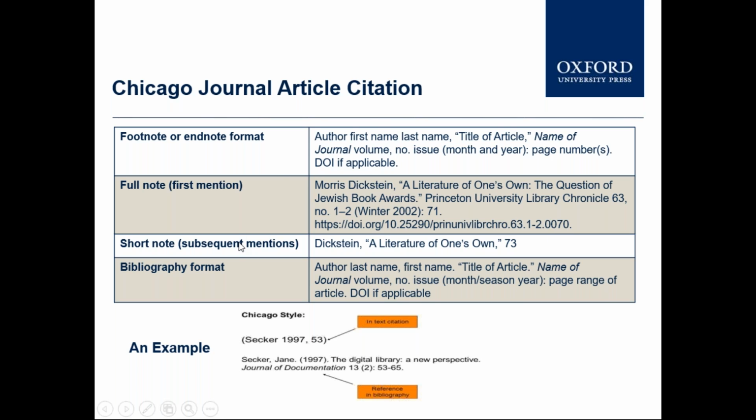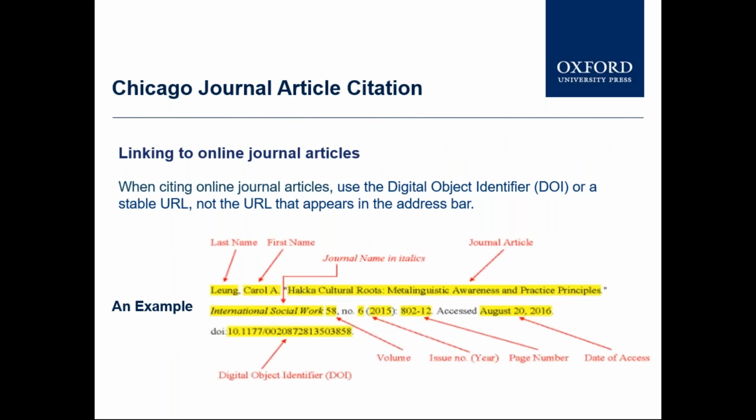If you need to keep mentioning this particular article three, four times, then you will just write the last name of the author, A Literature of One's Own, and the page number. Chicago is extremely simple. Chicago, I think, is the easiest form. This is how it is linked to an article. And every time in Chicago, if it is a journal, you will have to include the DOI.